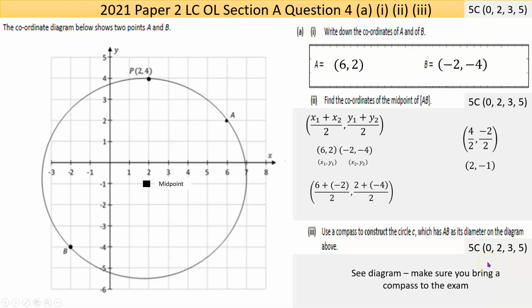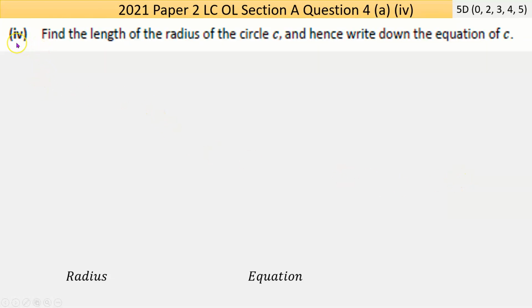And again, not an overly taxing one, other than just being careful to read the question, and then you should be good to go. At least to get the attempt marks. Okay. Remember, with a coordinate, it's always x first and y second. Now, then the second part here, sorry, fourth part, but whatever, says find the length of the radius of the circle C and hence write down the equation of C.